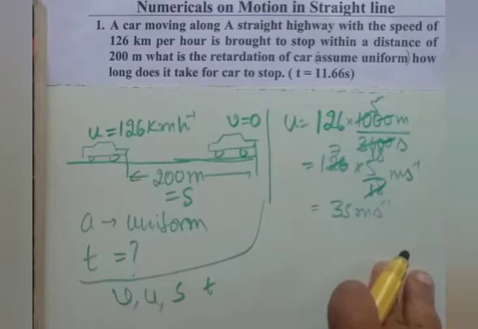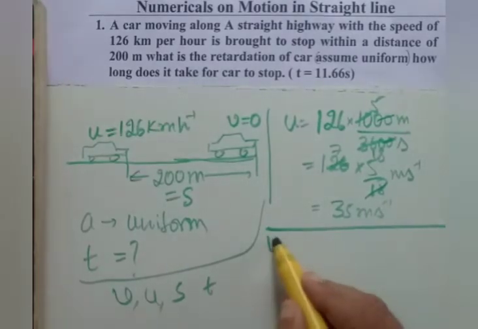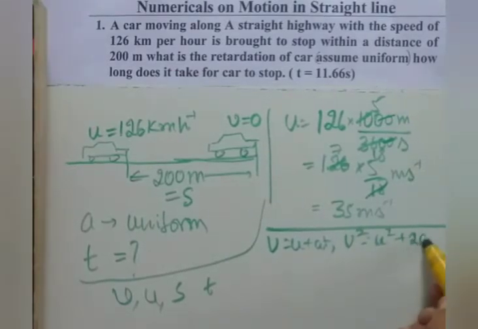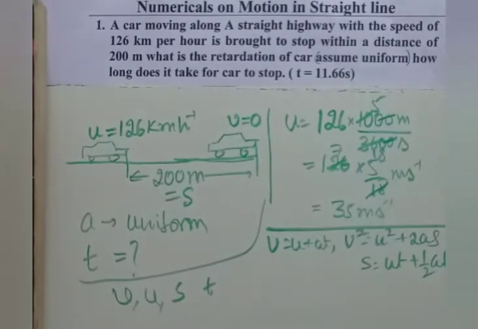What is the relation connecting V, U, S and T? It may involve all the four or it may involve 2 or 3. So, can you think of here T to be estimated, S is given, U is given, V is given. Which relation? We have only 3 relations. V equals U plus AT. V square equals U square plus 2AS. And S is equal to UT plus half AT square. So these 3 we have.